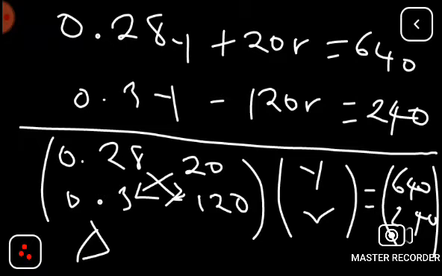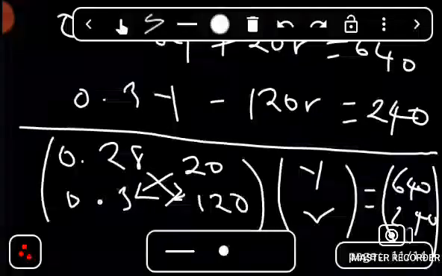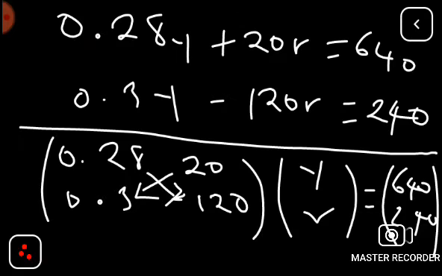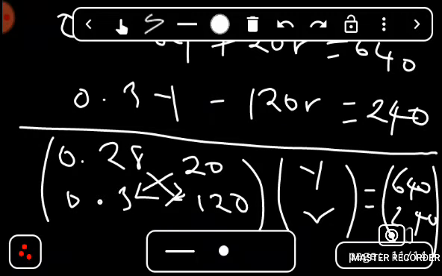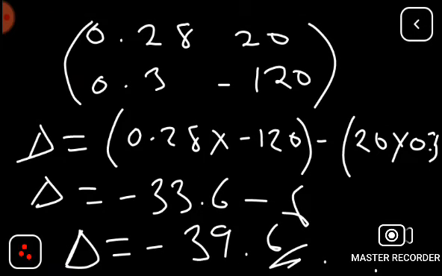The first thing is putting these into matrix form like I've done there. Then finding the change is basically multiplying 0.28 by 120, then less 20 multiplied by 0.3, and this is what I did here just to shorten this video. So my change was this change. I'm going to keep it.